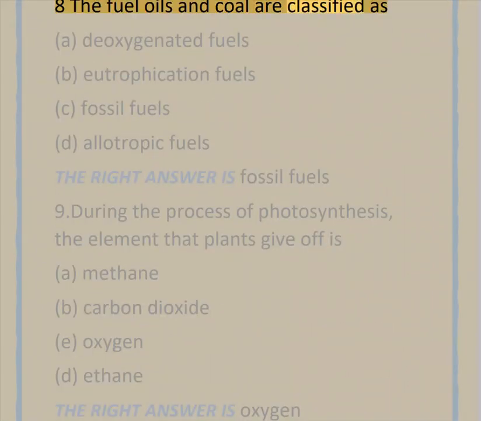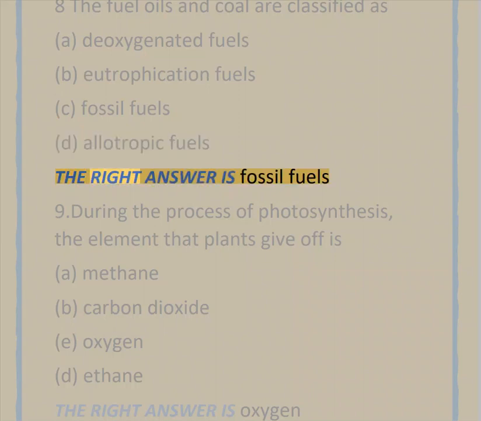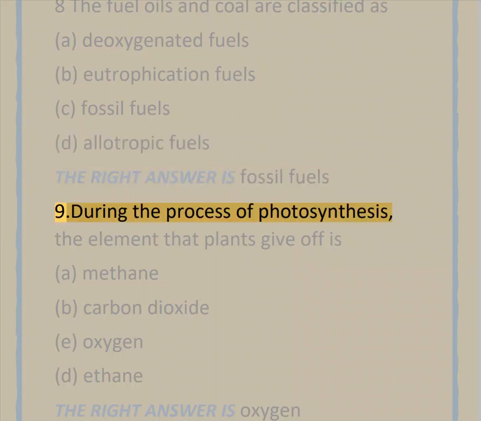8. The fuel oils and coal are classified as A. Deoxygenated fuels. B. Eutrophication fuels. C. Fossil fuels. D. Allotropic fuels. The right answer is fossil fuels.